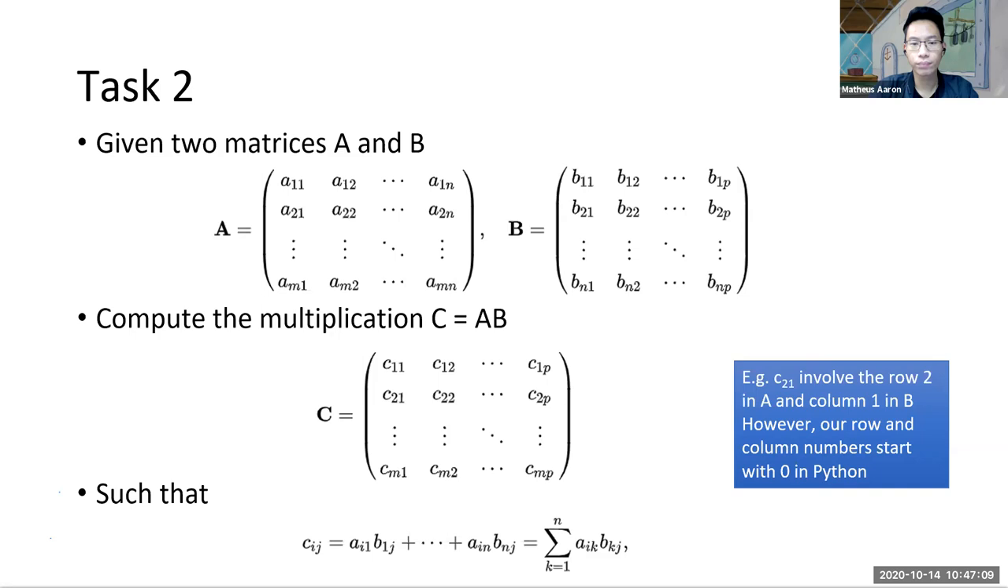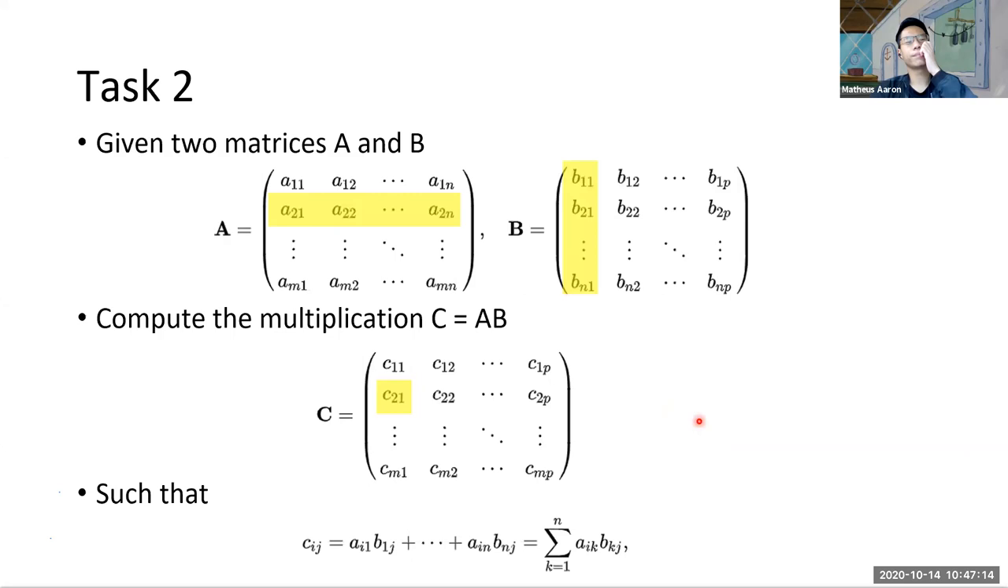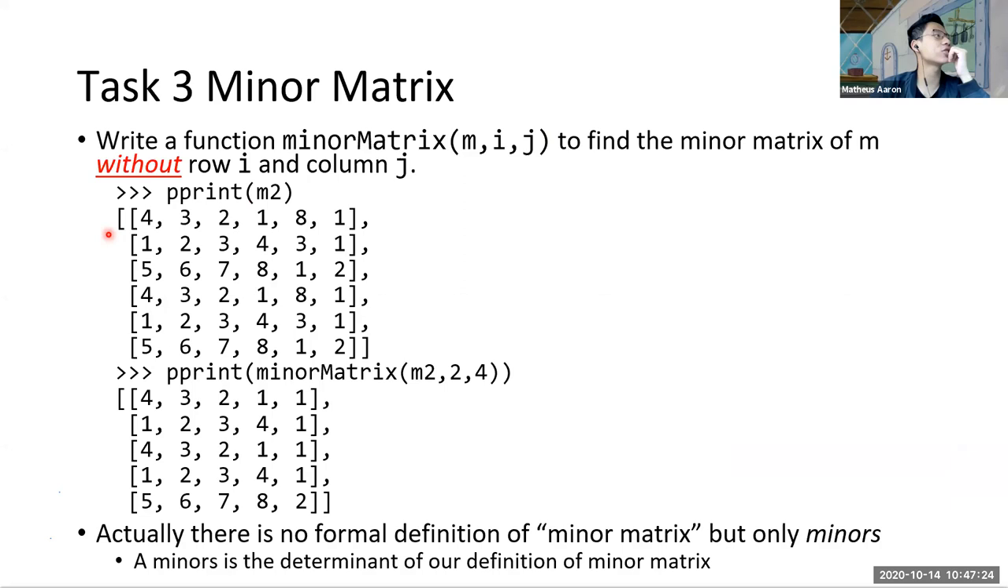Okay, so this one is actually the multiplication matrix. Task 3 is creating a minor matrix. So basically, write a function with a minor matrix to find the minor matrix of M without row I, like this, and without column J. So if you can see, it's just removed.